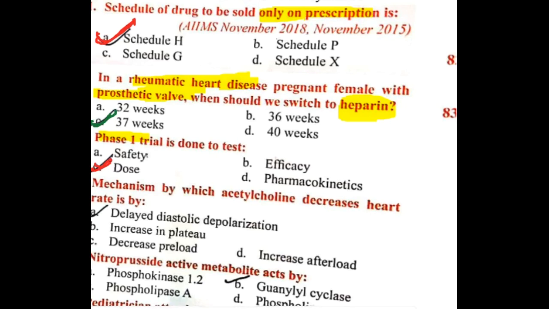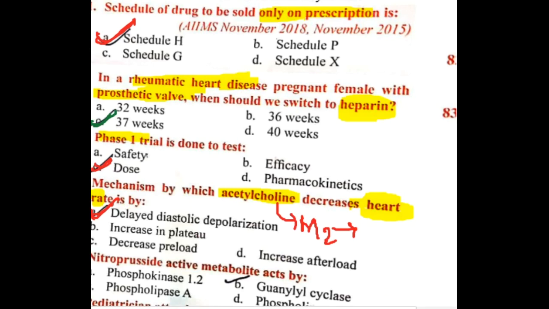Okay, next question. The mechanism by which acetylcholine decreases the heart rate is: acetylcholine acts on the muscarinic receptors, especially M2 receptors, and causes delayed diastolic depolarization and thus decreases the heart rate.